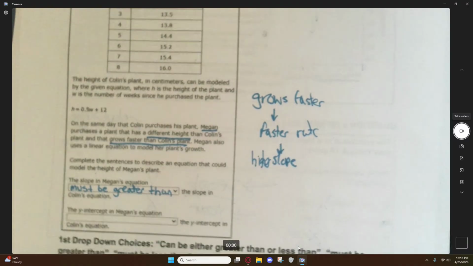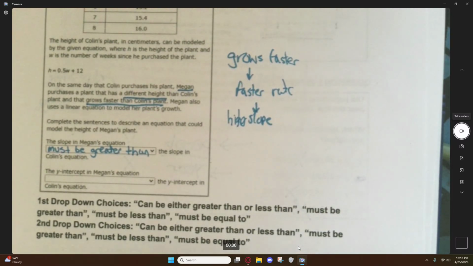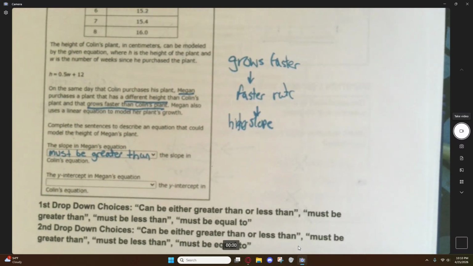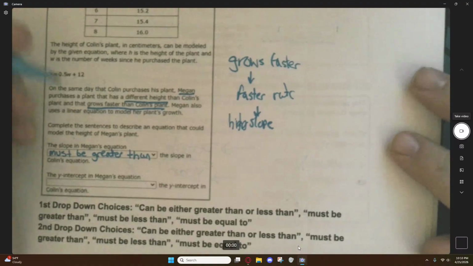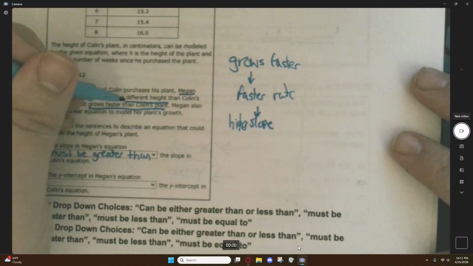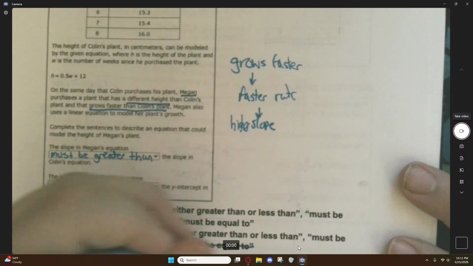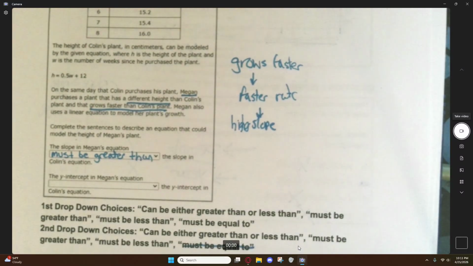The y-intercept in Megan's equation can either be greater than, less than, or equal to. All the information that we get about her plant is that it starts at a different height. That's all we're told. We're not told if it starts at a smaller height or a larger height. We just know it's different, which means it can't be equal to.